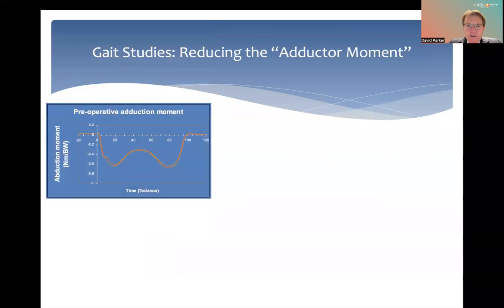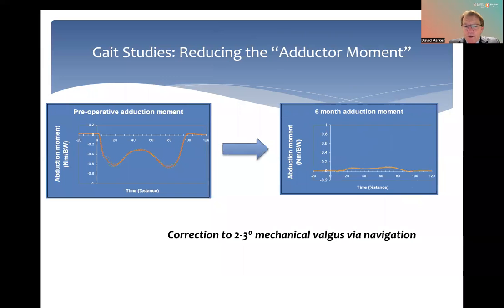We've done gait studies looking at the preoperative adduction moment, which is the abnormal load on the medial compartment of the knee. And we showed that if we correct people to 2.5 degrees of mechanical valgus with navigation, we eliminate the adductor moment. So further support for that alignment.